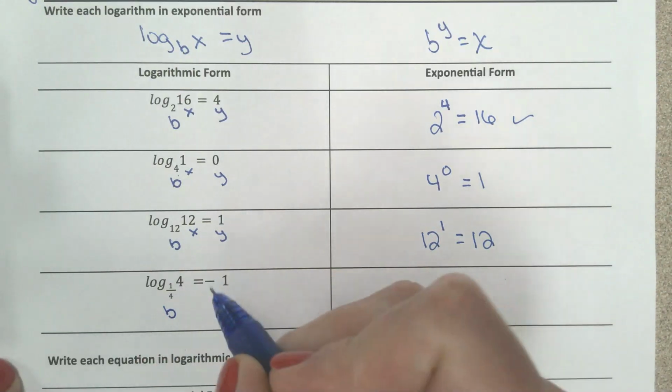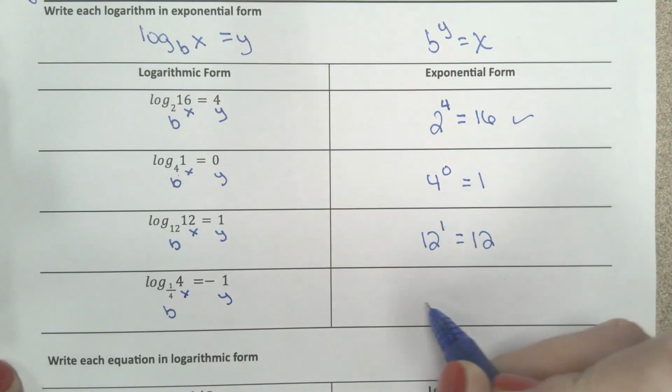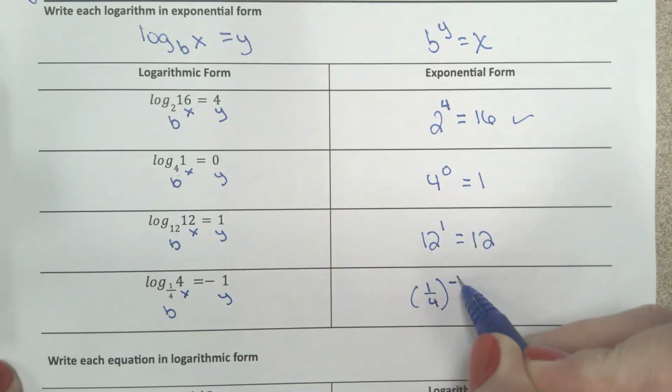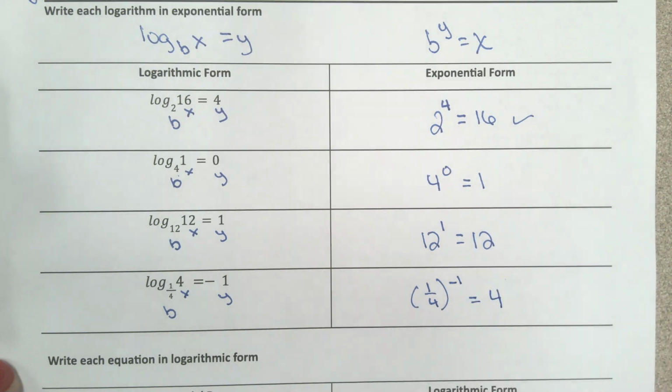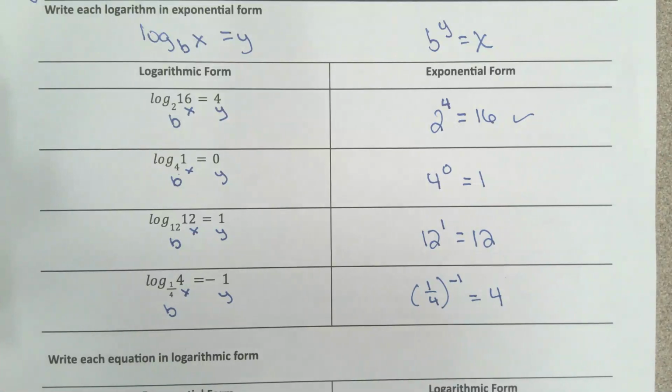Here the 1/4 is your base, that's your x, and that's your y. So this says 1/4 to the negative 1 equals 4. We haven't done a lot with fractions, so you might need to put that in your calculator, but as soon as you do, you would find that that is a true statement.